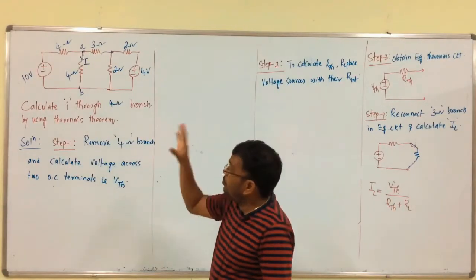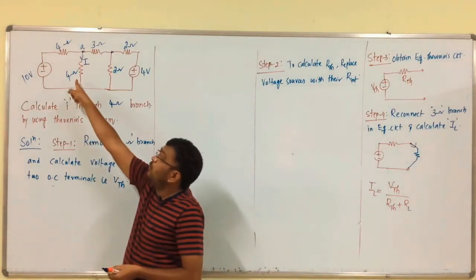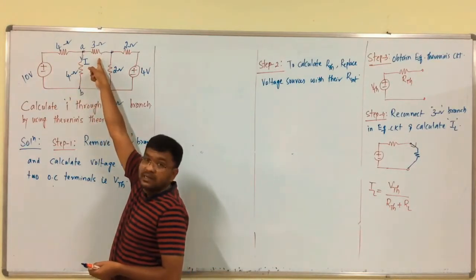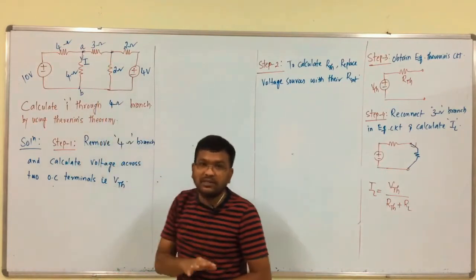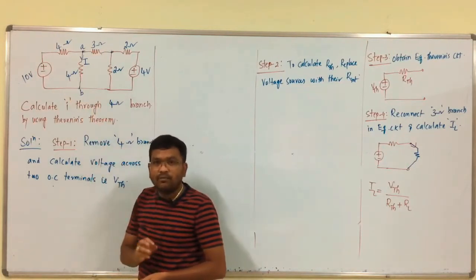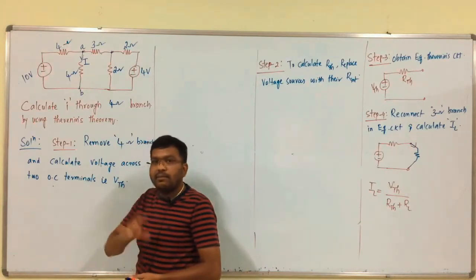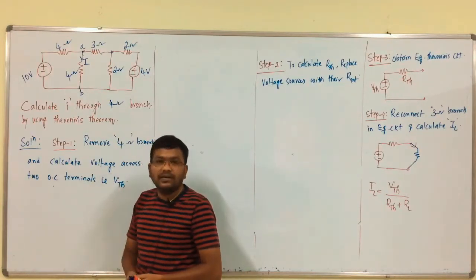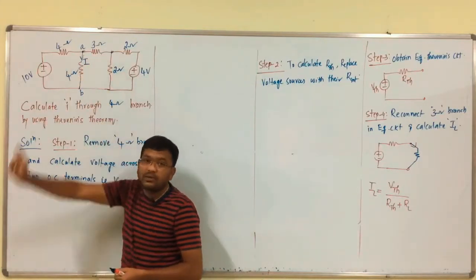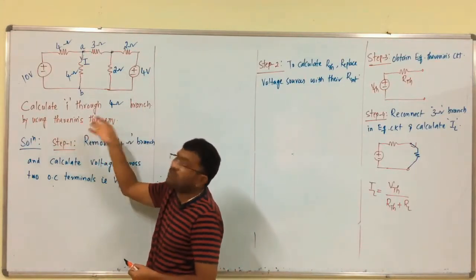I am going to consider the same problem, but here I am going to calculate the current through this 4 ohm branch. In the previous case we calculated the current through the other branch and had that value, that is 0.5 amps. Now, this time I am going to consider the same problem, but the branch for the current calculation is different. Calculate the current through the 4 ohm branch by using Thevenin's theorem.